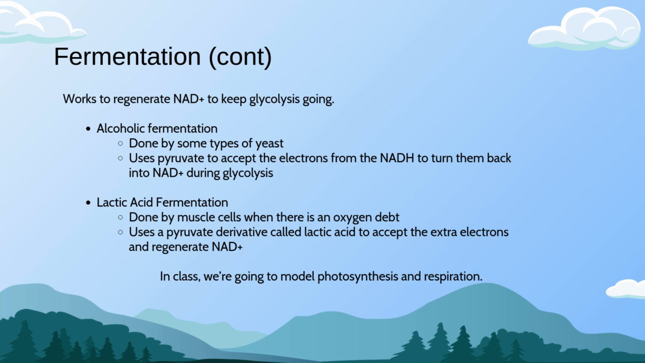There's two types of this. It sub-breaks down. Alcoholic fermentation. This is typically done by yeast. It uses pyruvate to accept the electrons from the NADH to turn them back to NAD plus during that glycolysis. I know that's a lot of big fancy words, but essentially it takes that already existing molecule that gets created, takes the electrons back, and then just keeps cycling through that NADH and NAD plus. Remember, we talked about those electrons. That hydrogen is one of the easiest ones to pop on and off to create that electron.